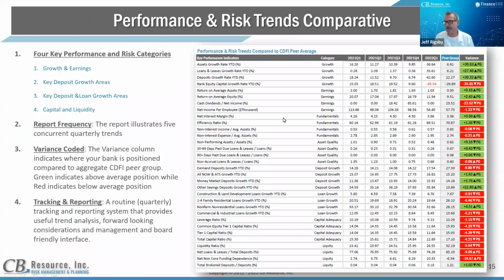But anyway, back to the report. You've got those key capital considerations as well as liquidity.